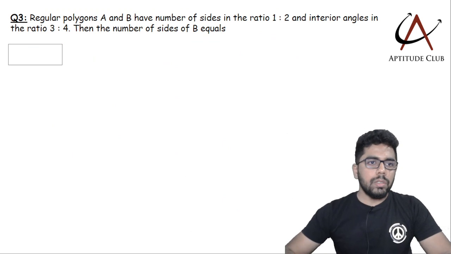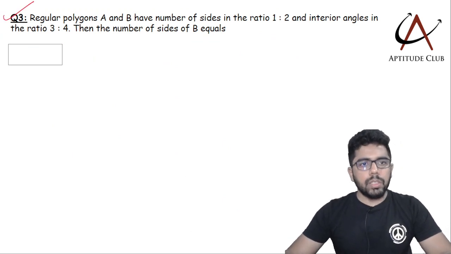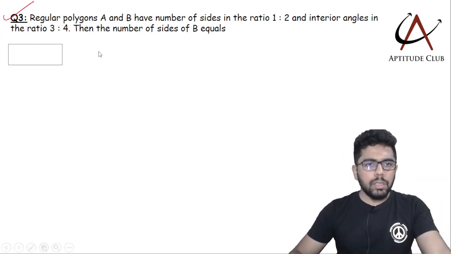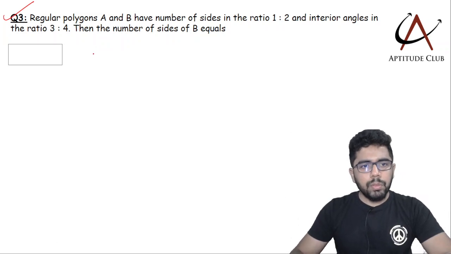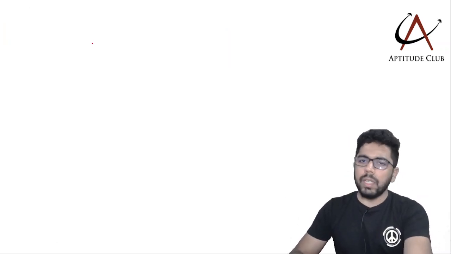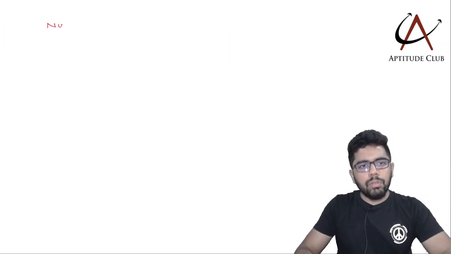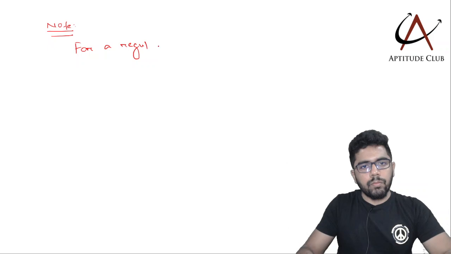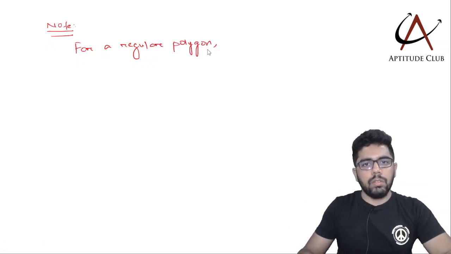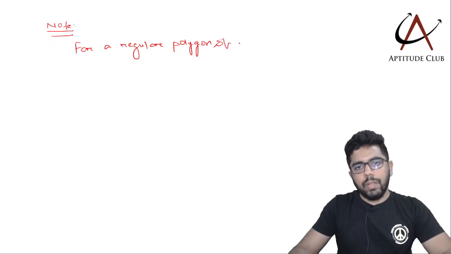Going forward, let's take a look at this one. Regular polygons, again a geometry question. Now, before getting to the solution of this question, very simple solution, but we need to know a formula. The formula is for a regular polygon of n sides.